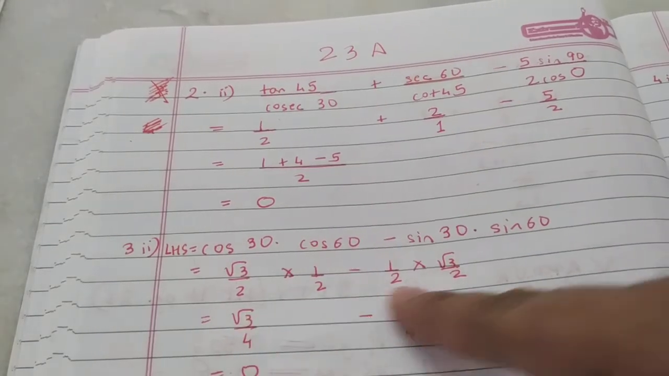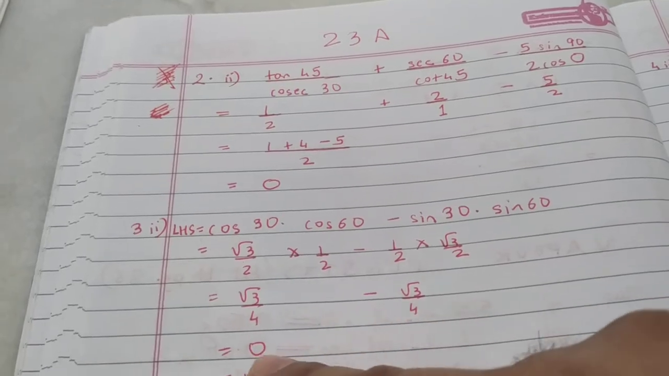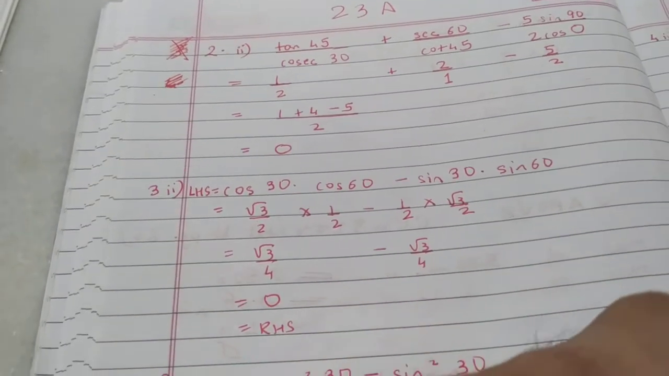And then it's normal algebra. No need for LCM. Denominators are the same. Answer is 0, which is the RHS. Hence proved.